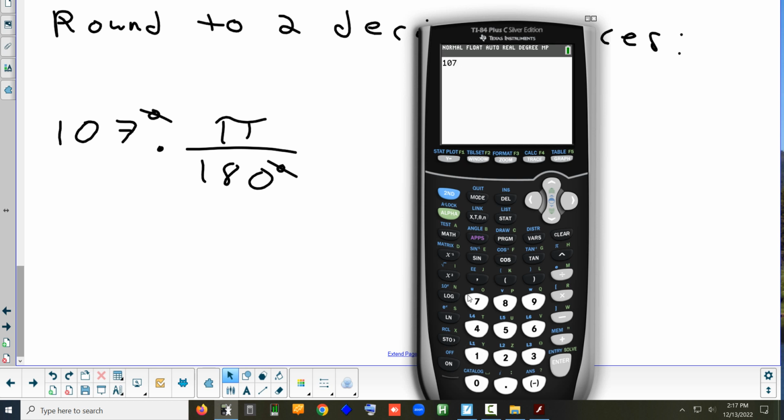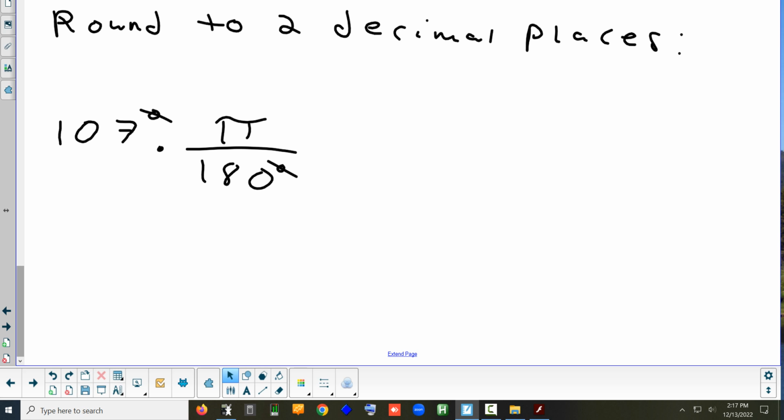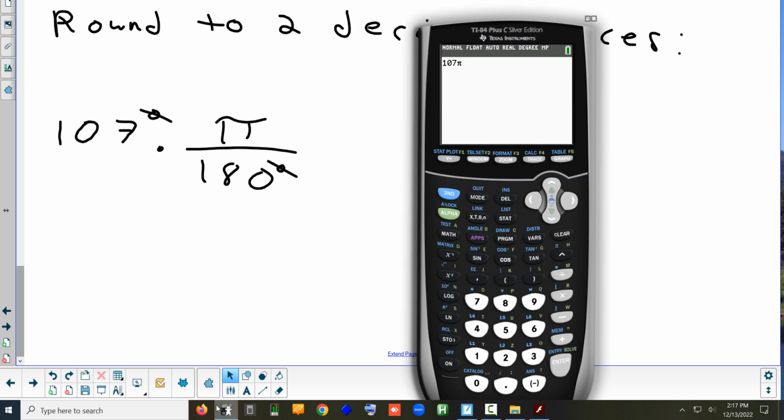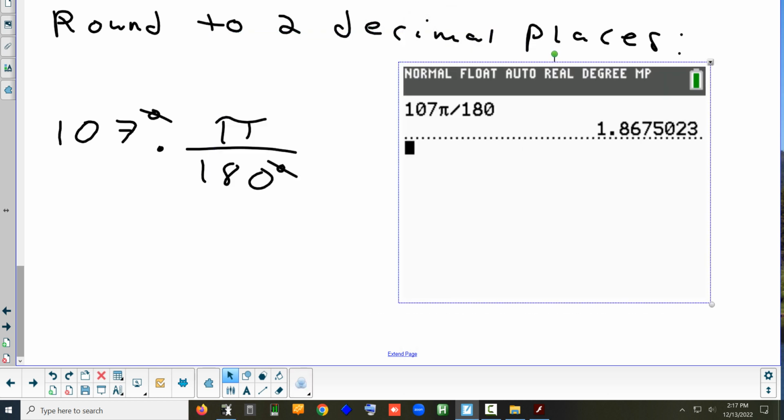So you type it in just like this on my calculator. So 107 times pi, and then divide by 180. That's how we type it in. So it's about 1.87.